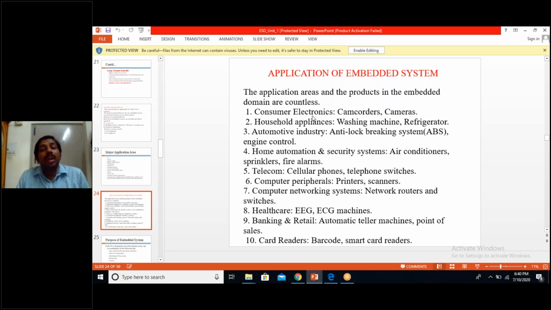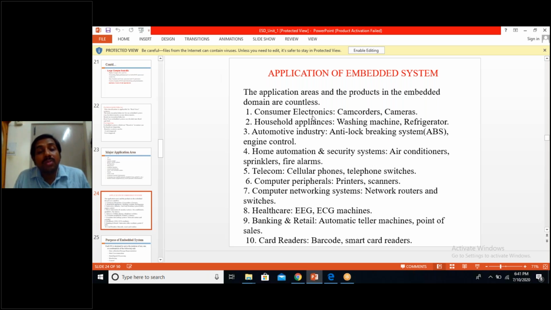Printers and scanners will come under computer peripherals. Any network routers, switches come under computer networking systems. So one classification called computer networking system is there. These network routers and switches will come under an embedded system belonging to the category of computer networking system. EEG and ECG machines will come under healthcare systems. Automatic teller machines will come under banking and retail.